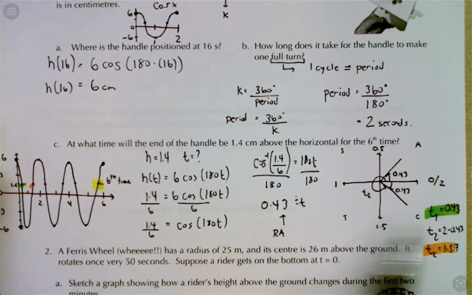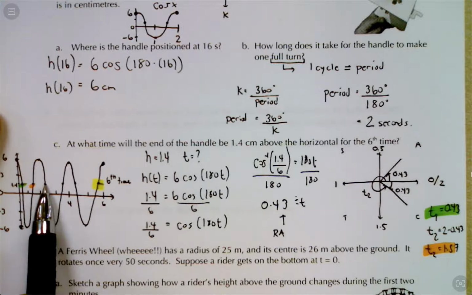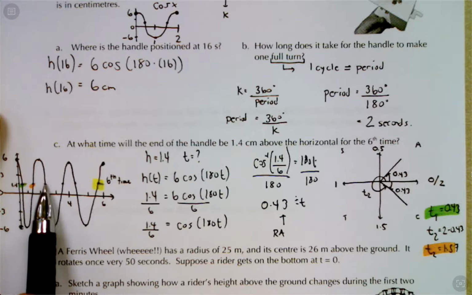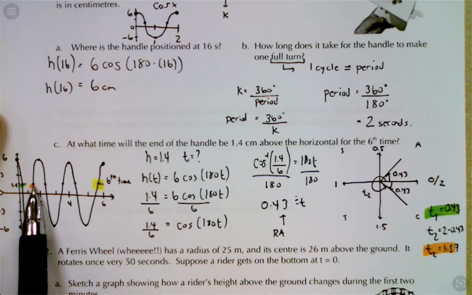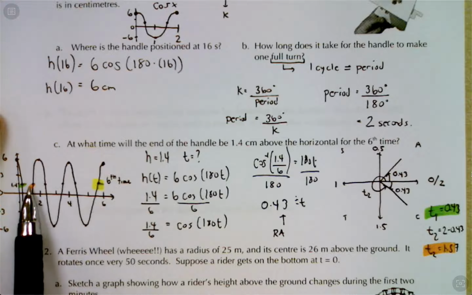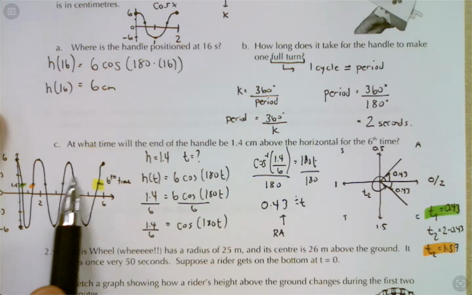So if we want the 3rd time, it occurs early in the second rotation. We would take our first time and add a period, 2 seconds. So this would be 2.43. If we add 2 seconds to our second answer, we get 3.57. That's the 4th time. If we add 2 seconds again, we get the 6th time.